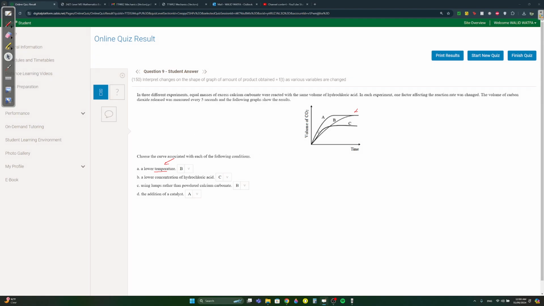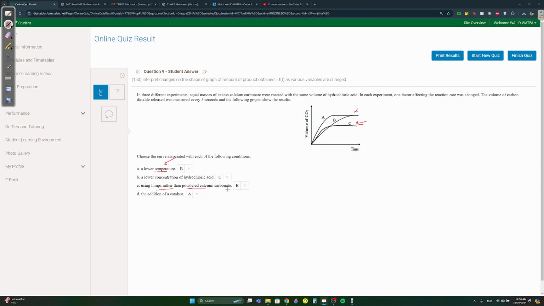A lower concentration of hydrochloric acid. Hydrochloric acid is the limiting reactant because they said calcium carbonate is in excess, so actually the hydrochloric acid will be the limiting. Since we have a lower concentration of the limiting reactant, what will happen? We will have less product, so surely it will be C.